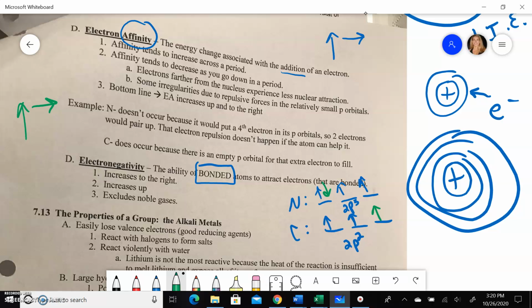That's because as the atoms get smaller, they're more likely to attract electrons, and that's moving up. And then moving to the right is the increase in the effective nuclear charge, which is going to attract electrons as well.